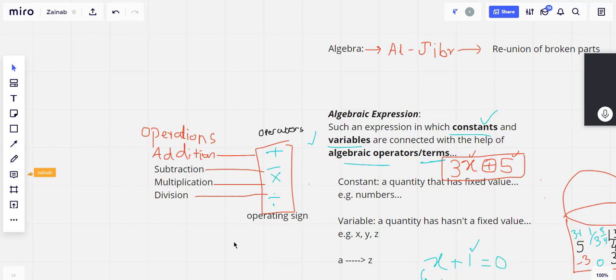Got it? Yeah. Any question? No, not really.